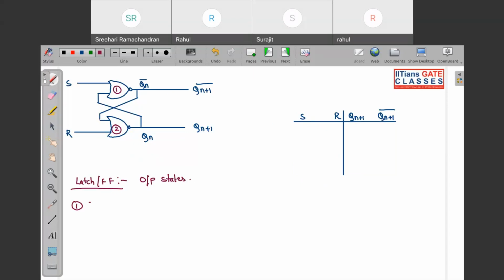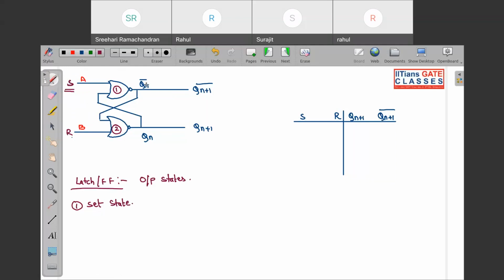So first is what? First is set state. Set state means what? See, let me first define what these are. Over here, this is your set input, this is your reset. Since I had written SR, let it be. At the moment, you can consider it as A and B also. If you are not comfortable with what is set and what is reset, it's okay. Let me assume this is A, this is B. So these are your inputs.